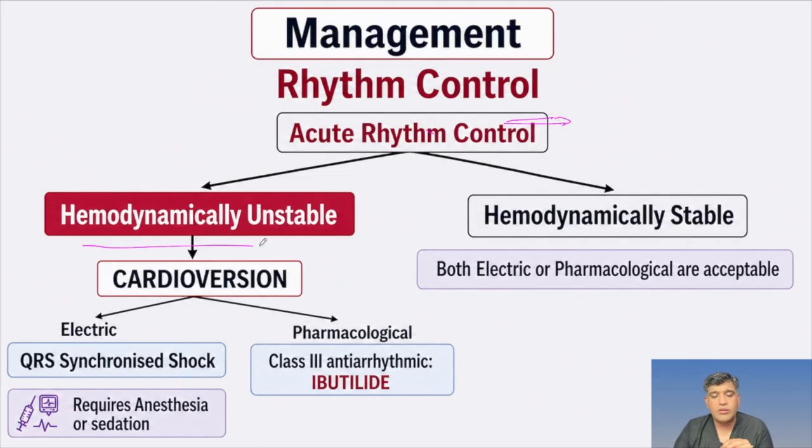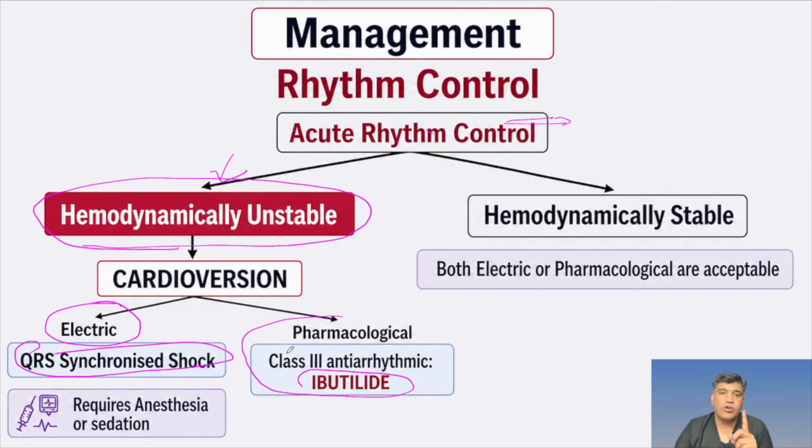Same story, hemodynamically unstable. Whenever the word hemodynamically unstable comes in any arrhythmia, especially AF, go for cardioversion. QRS synchronized electrical cardioversion, I will again reinforce. Pharmacological cardioversion, ibutilide. Avoid ibutilide. I'll repeat it 10 times: avoid ibutilide in patients who have low ejection fraction, who have poor LV function. The only drawback of shock is that it requires anesthesia and sedation.